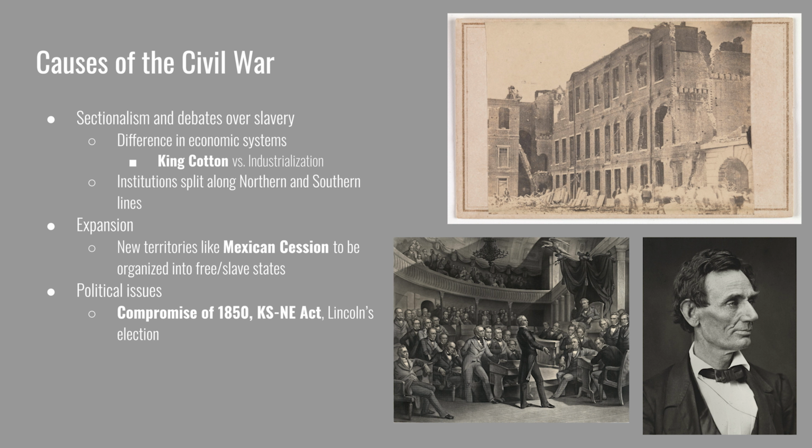The divide becomes so deep that institutions begin to split along northern and southern lines. The Democratic Party splits between a northern and southern Democratic Party and run separate candidates in the 1860 election. Other non-political organizations like the Baptist Church split up into a northern and a southern denomination as well.